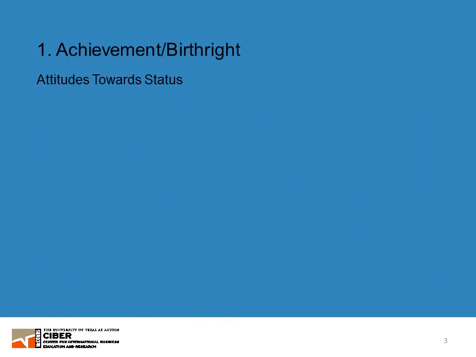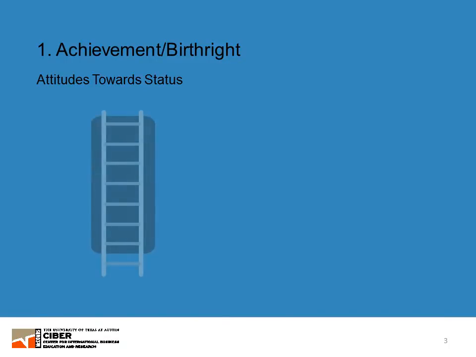The achievement birthright dimension describes people's attitudes towards status. In cultural contexts where achievement is emphasized, status is earned through accomplishment. Talented young people can move quickly up the ladder of success. Achievement environments are relatively egalitarian, and young people express themselves freely.